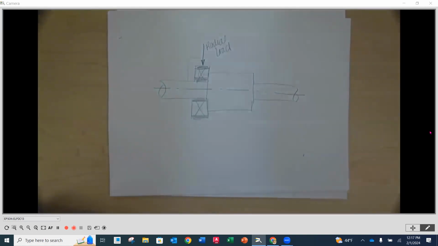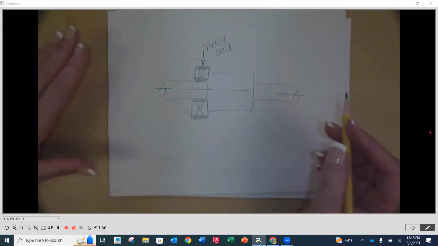Back in statics, you would have looked at beams and found the reactions at the supports. If your reaction at the support was perpendicular to the axis of the beam, that would have been considered a radial type load, or a radial orientation of a load. So that's the first type of load that we're interested in supporting on a bearing.